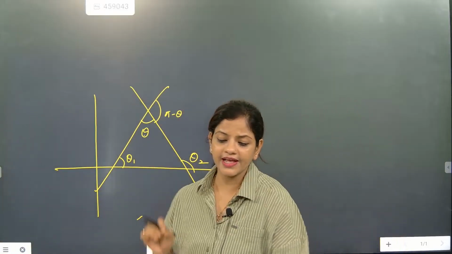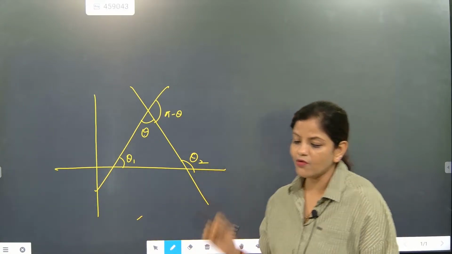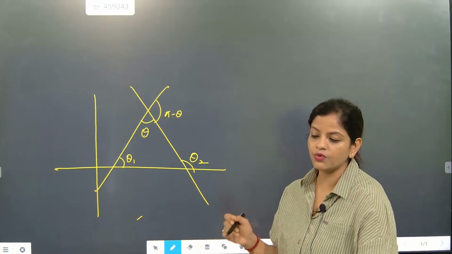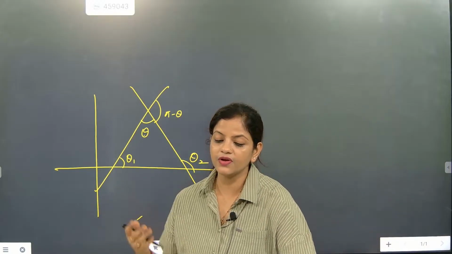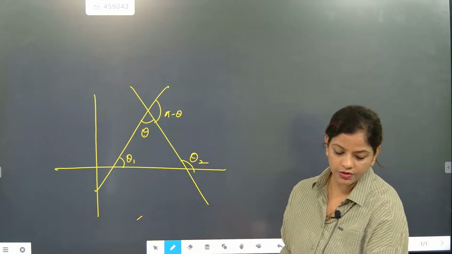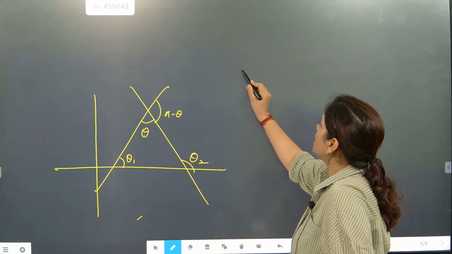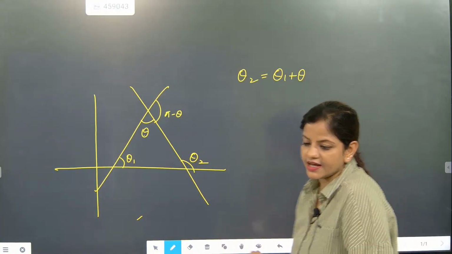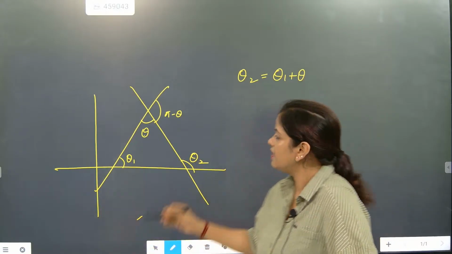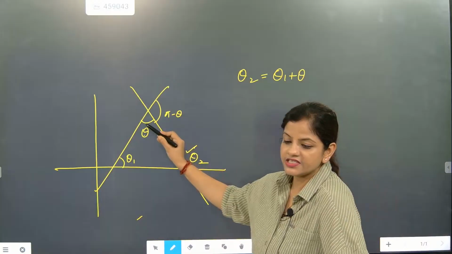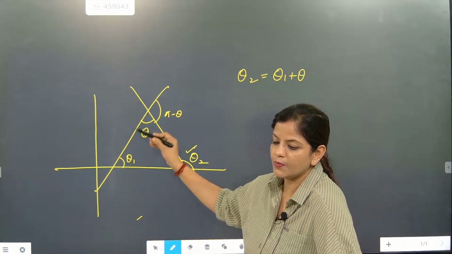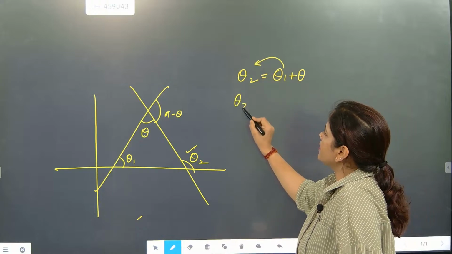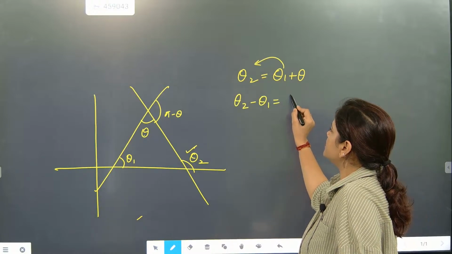So when you write exterior angle is equal to sum of two interior opposite angles, what all things are you going to do? So exterior angle, I have explained, theta 2 is equal to theta 1 plus theta. That is, exterior angle is equal to sum of two interior opposite angles. This is the exterior angle and this exterior angle is equal to sum of two interior opposite angles. So now what we will do, we will shift this one to this side. It will become theta 2 minus theta 1 is equal to theta.